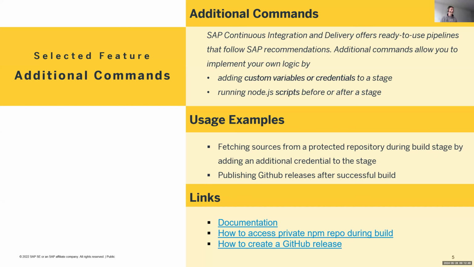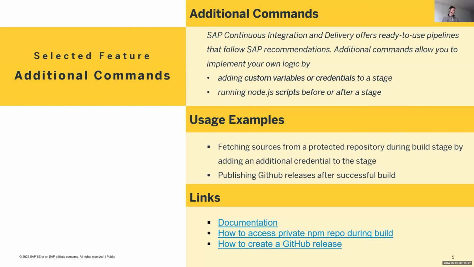Good examples here: customers were wondering how to fetch sources from a protected artifact repository during build time. There you need additional credentials to make that happen. That is now possible. Or another thing, and that's what I'm going to show, is that after your pipeline has run successfully, you might want to interact with GitHub and create a release. That's a concept in GitHub. Create a release and a tag in GitHub so you always know which version has actually been delivered.